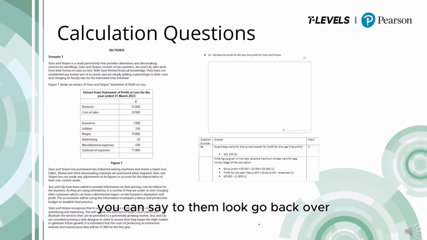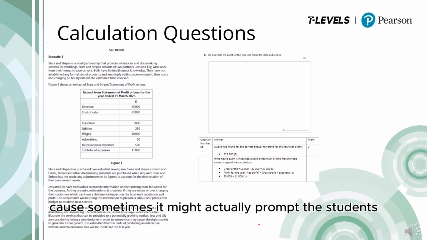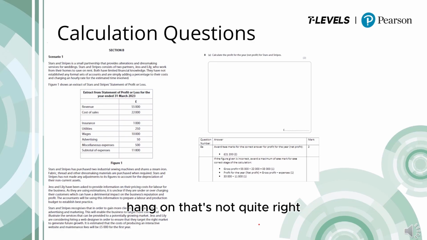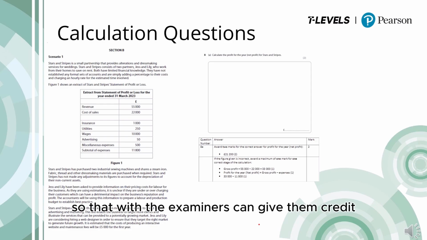You can say to them, look, go back over, check your working, check that your working makes sense with your answer, because sometimes it might actually prompt the students to go back and look at it and go, hang on, that's not quite right. So calculation questions, paper 1, and obviously make sure they're getting in those workings out for us so that the examiners can give them credit where they've not quite got the correct answer.